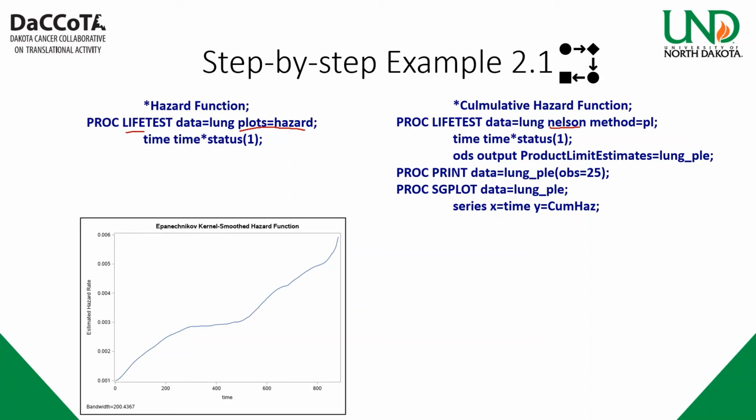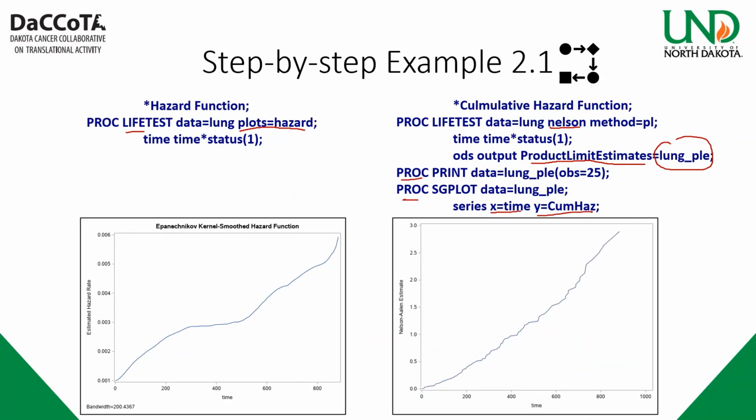These things are the same, but then we're going to output this thing called product limit estimates in a new data set called lungPLE, so product limit. And we can print that off, but the main thing is we're going to do an SGPLOT where we're going to have a series, X is time and Y is cumulative hazard. And then we get something like this, and that's pretty nice. You can see here, this is that Nelson-Aalen estimate curve. This one looks non-parametric, so it's sort of choppy, and it's not normalized to 1, so we could have normalized this, but here you are for now.